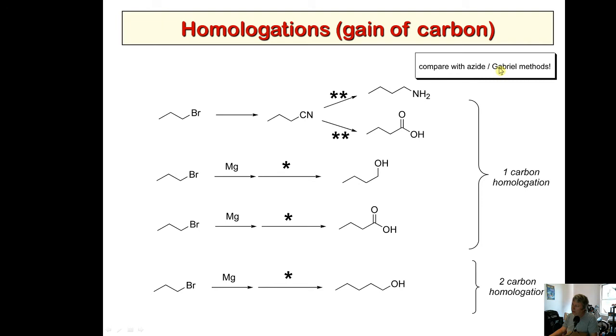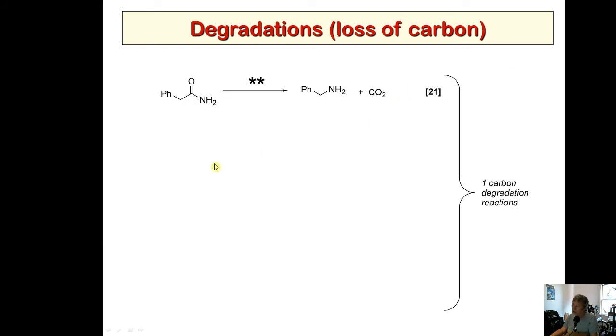Also, compare this with the Gabriel and azide methods, where, especially the top one, if you did the same exact thing with the azide, it just does the same exact thing and you get the amine out, but it's not a homologation. It just goes from three carbons in to a three carbon product. The Gabriel does the same thing also. So both of these convert bromide to amine, but they're not homologations. Degradations, we're in homologations, now we're on degradations.